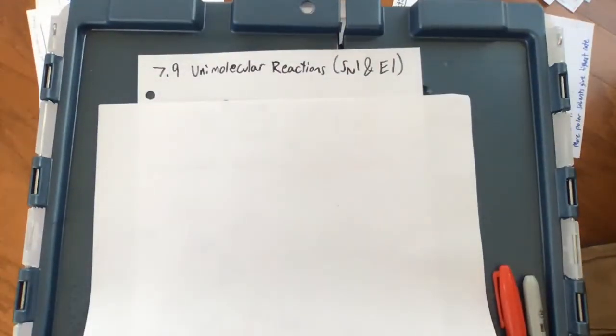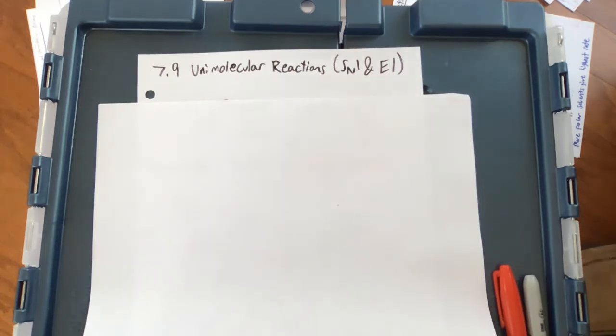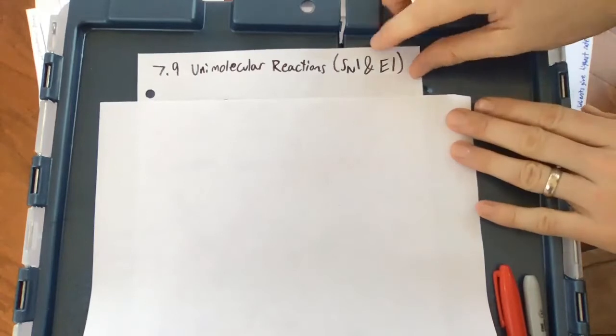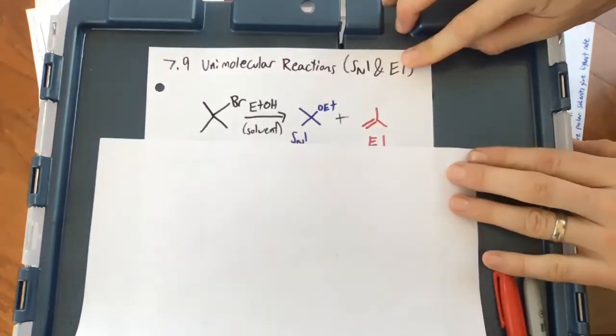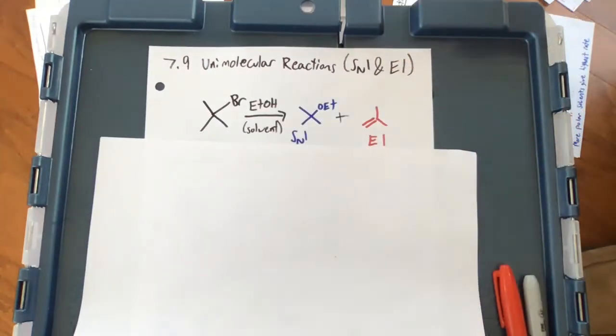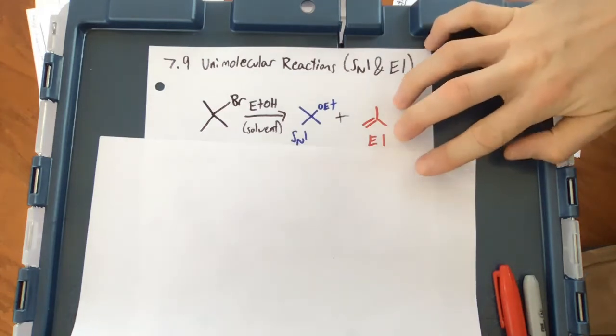In 7.9, we are going to be dealing with unimolecular reactions. We're going to cover a lot of ground here about SN1 and E1, and by the end, you should all be experts in the ramifications of all things two-step unimolecular reactions. So let's start by considering the following reaction that takes place in a solvent that discourages SN2 and does not have a base strong enough for E2.